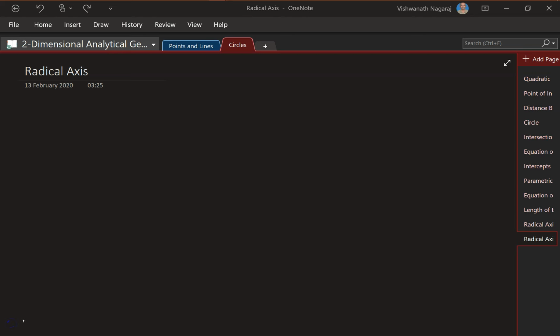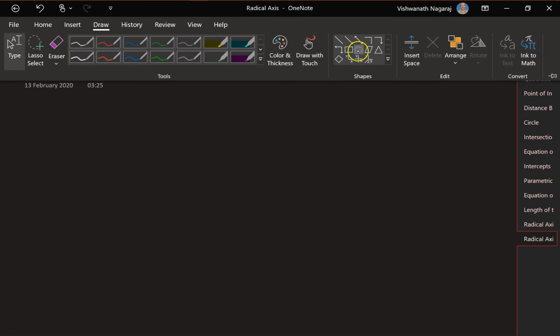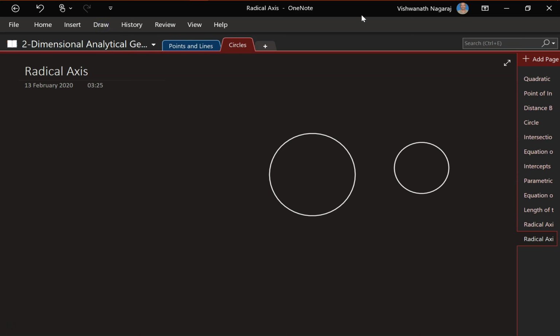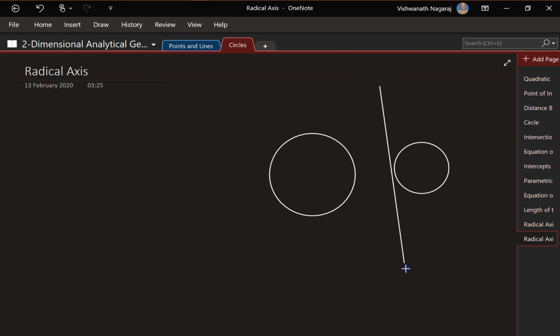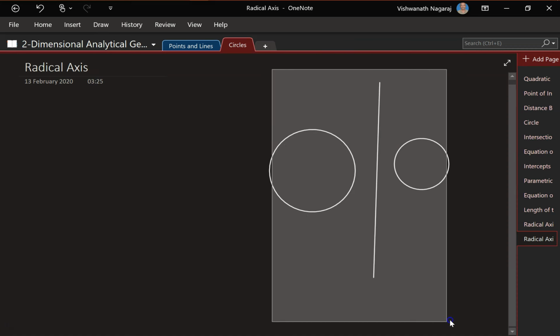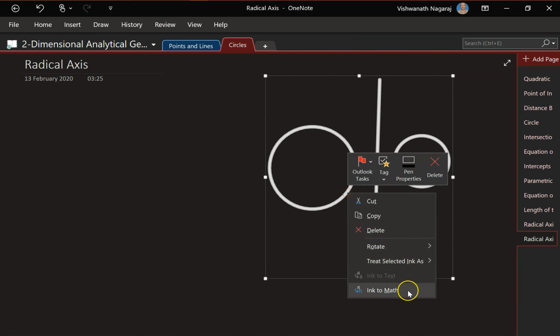Let's look at some additional aspects of radical axis. We have already seen it in our previous session. Let's continue. Now let's draw some circles. Okay, so we know there will be a radical axis somewhere here. Let's combine them.